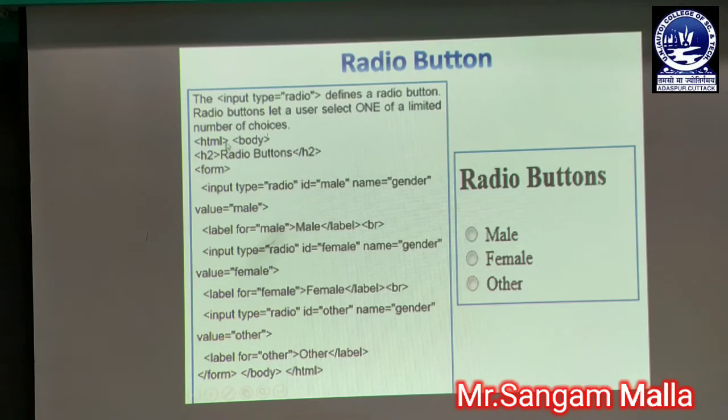So now let's move to the source code. Our program starts with HTML followed by the body tag. We have given the heading tag of size 2 as radio button. You can see that the radio button has been printed with the size 2 of the heading tag. Next comes our form, because the radio button is a part of the form tag. Form is a container tag, so the form has been started over here and ended over here.